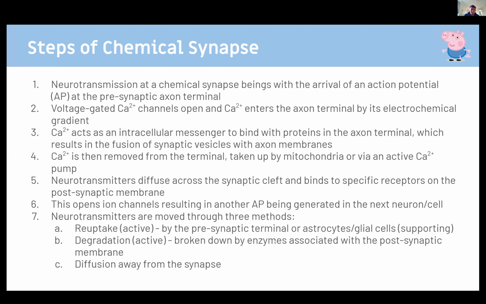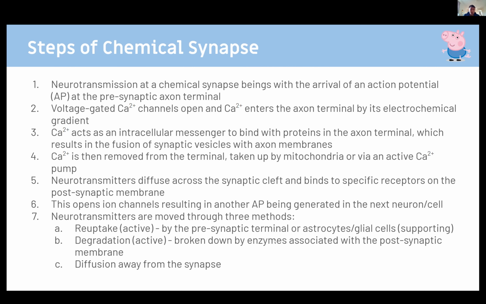And the neurotransmitters can be removed through 3 methods. So the first method is reuptake. So basically the presynaptic terminal or astrocytal glial cells, which are like supporting cells for the neuron, they're not as important, but basically they can reuptake the neurotransmitters and they can be recycled.